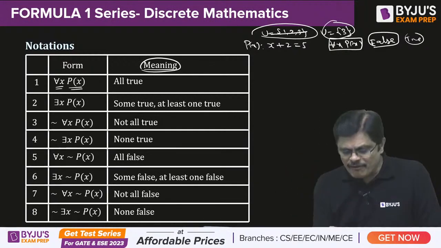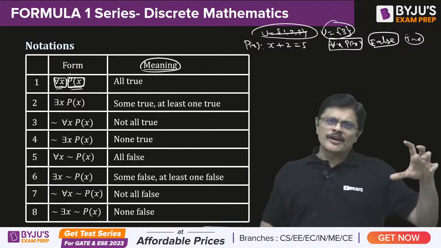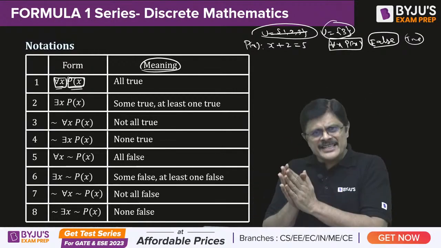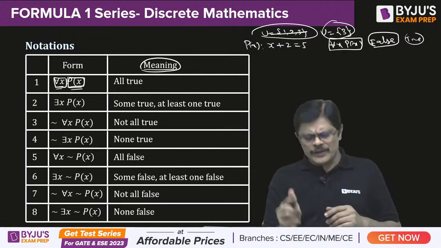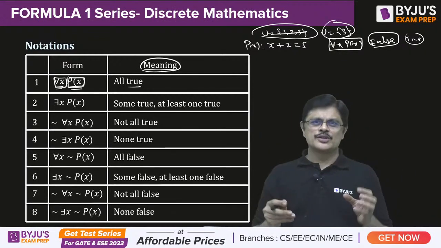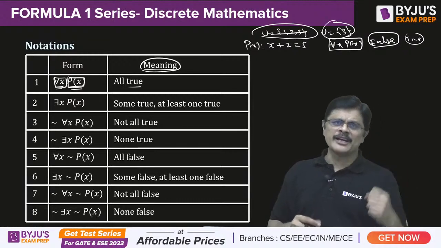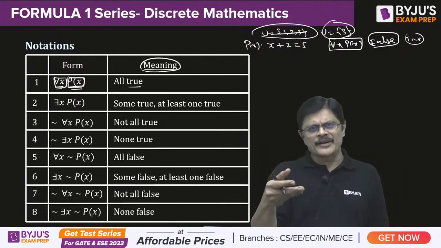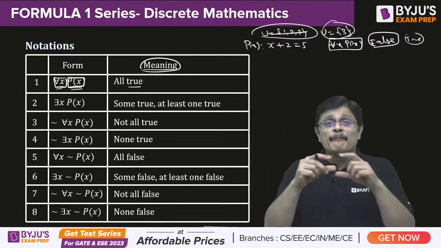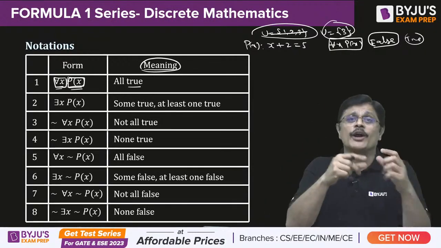And here you see, for all x, P(x) means for all values of x, simply all, P(x) is true. Simply the predicate is true. You can simply call it as true. So this 'all' represents all values of x. 'True' represents the predicate, whatever is given, that is true. That is the meaning of that particular form for all x, P(x).